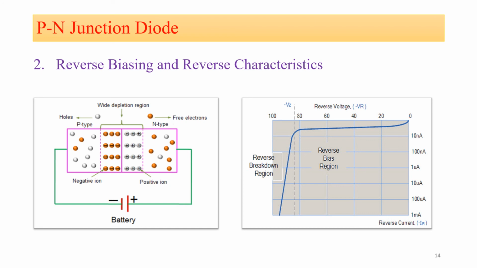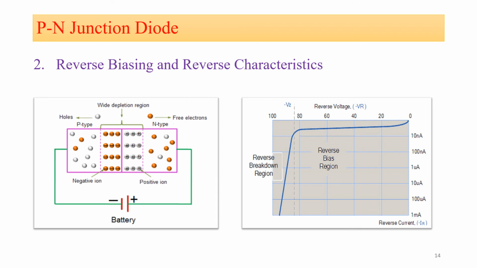That means when you change the polarity of the battery, negative to anode and positive to cathode, your p-n junction diode will be in reverse bias condition. Now when you connect your diode in reverse bias condition and increase your battery voltage, what will happen? The negative immobile ions present on the p-type side will increase. Similarly, the positive immobile ions present on the n side also increase.